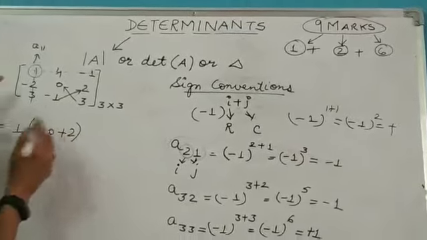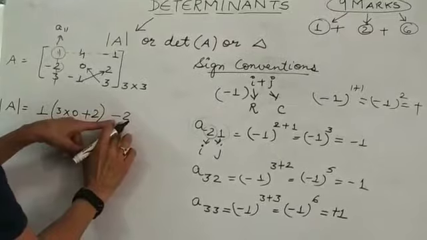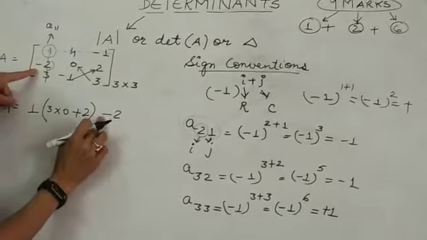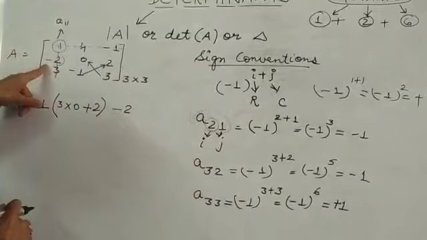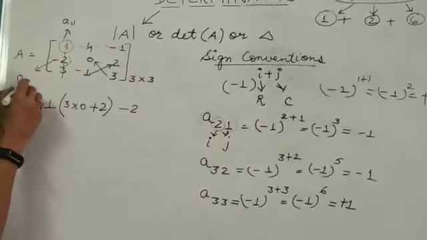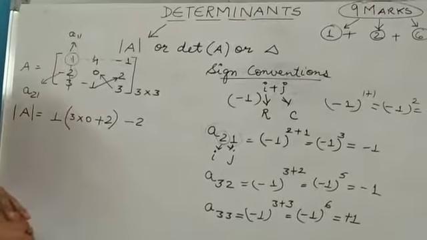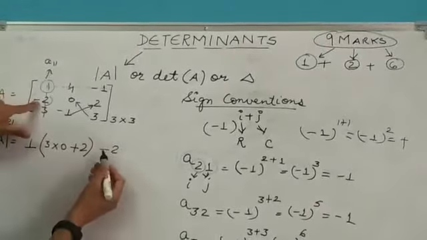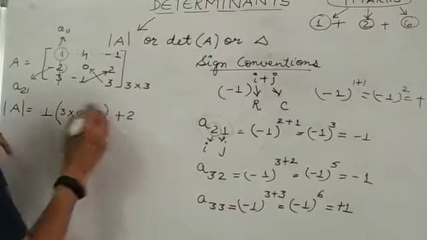plus 2. Now, I am taking this minus 2 over here, which is the element of second row and first column. What sign should come here? It will be decided by this sign convention rule. Here this is your element of second row and first column. So 2 plus 1 is 3. That means a minus sign should come at this place. Now already we have an element with a minus sign, and a minus sign by sign convention, so it will become plus.